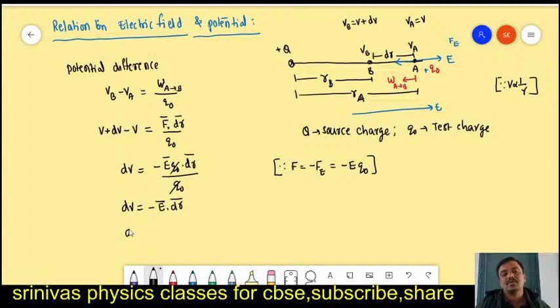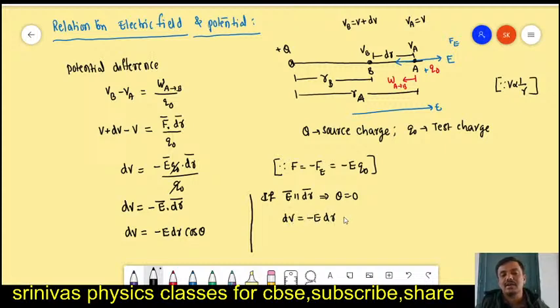We can also write this as dV is equal to minus E dr cos theta. If E bar is parallel to dr bar, where dr is the displacement, meaning the electric field and displacement are parallel, then we take theta as 0. Then we get dV is equal to minus E dr, and E is equal to minus dV by dr. This is the final formula. It is the relation between the electric field and potential.